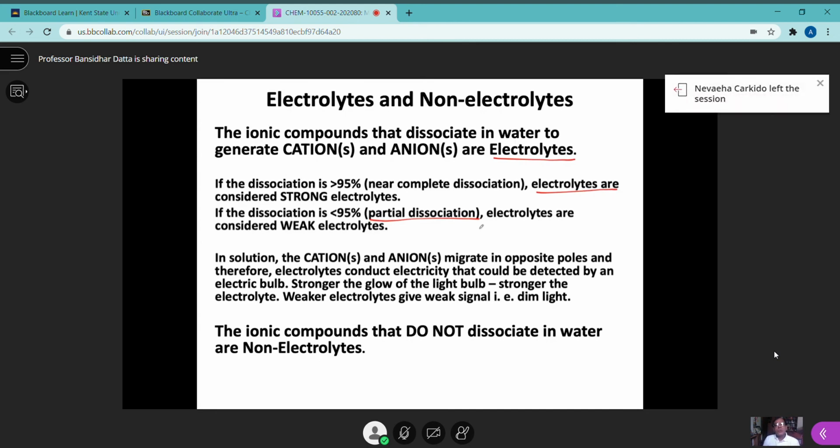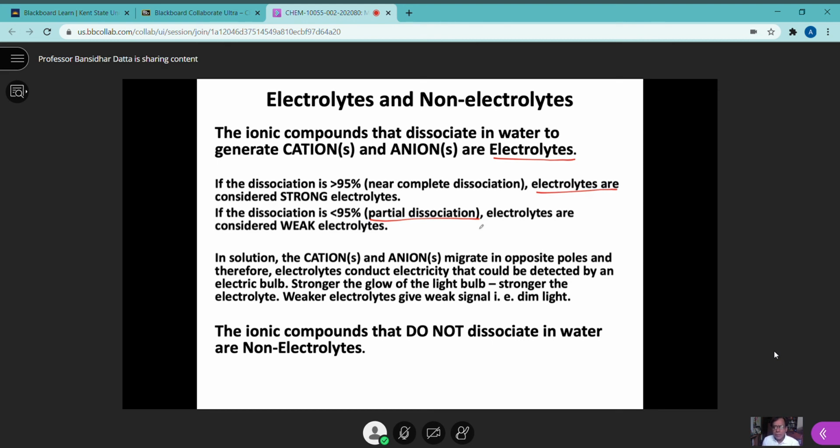Now, how do you know? How do you do the experiment, or how do you know that you have an ionic compound in your hand and you dissolve it in water, whether it is a strong electrolyte or a weak electrolyte? You cannot calculate the dissociation by looking at it, but there are some experiments one can do, or one can look at it visually.